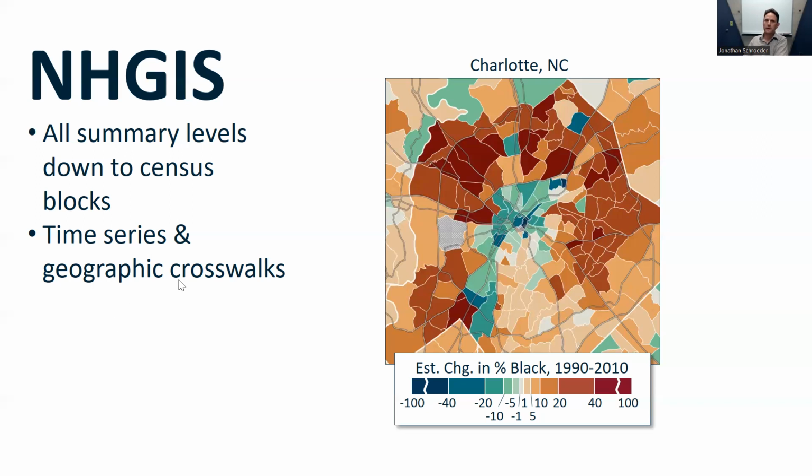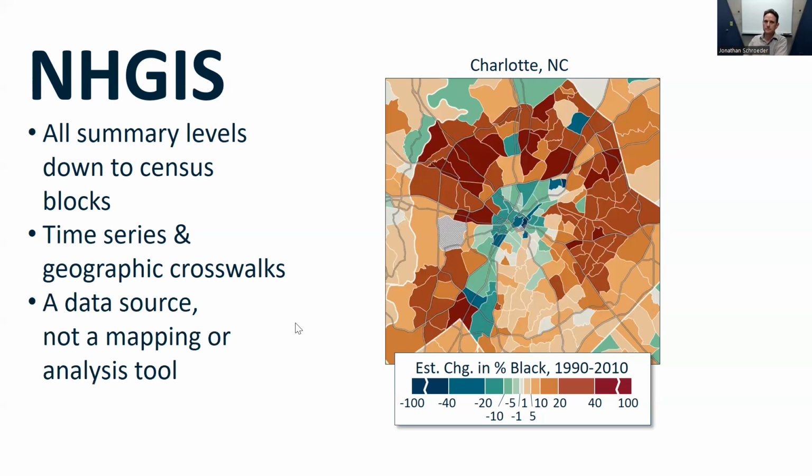And we also have geographic crosswalks. So if there's something that we haven't included in our time series, these geographic crosswalks allow you to match up any data from 1990 through 2020 into consistent units.